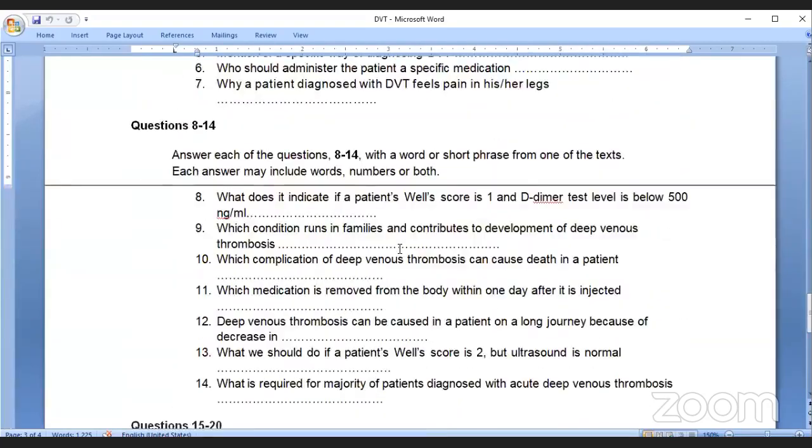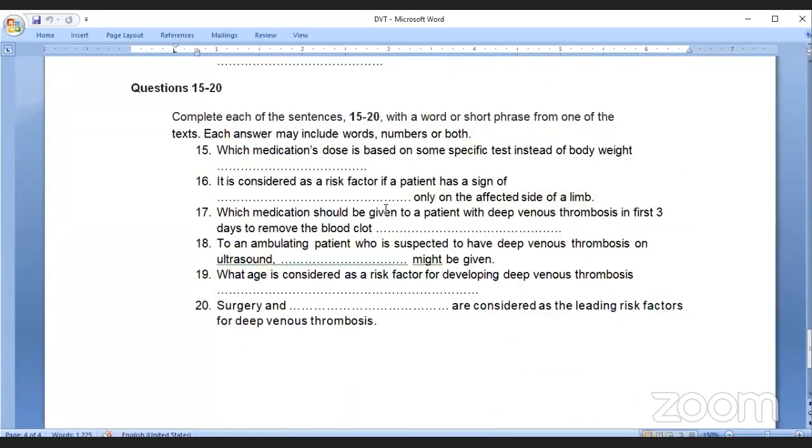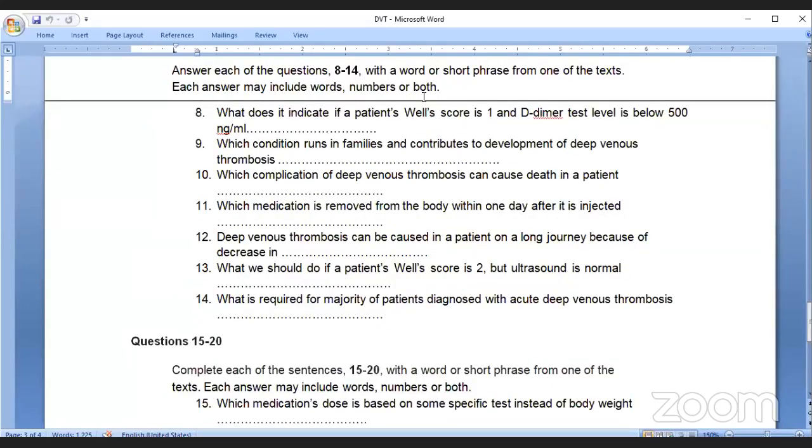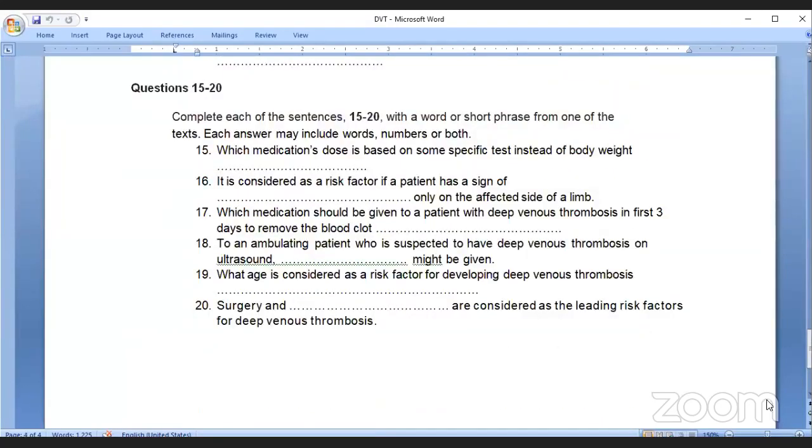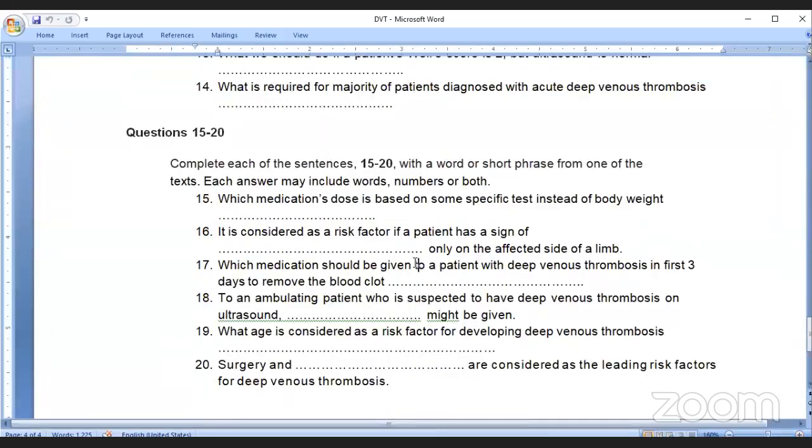Now today we will start from question number 15. We will do it in reverse order. So question number 15, which medication? First we need to understand what the question is. Complete each of the sentences. This is not about which text you can find the answer in. You need to complete the answer with a word or short phrase, one word or a short phrase from one of the texts. Each answer may include words, numbers, or both.